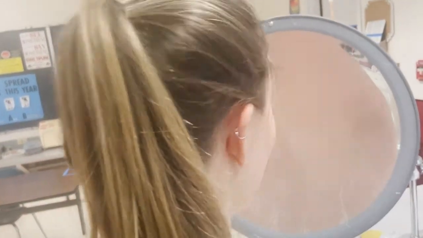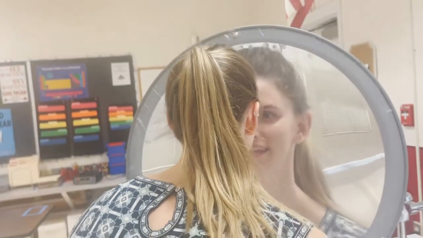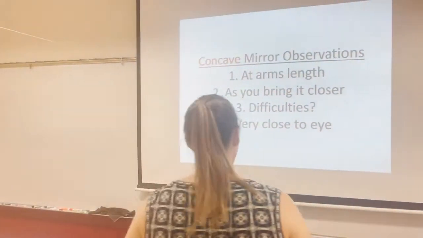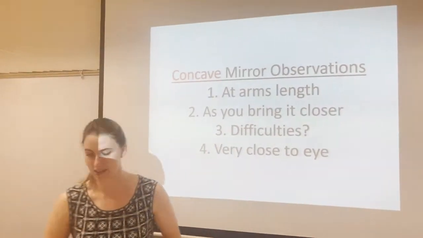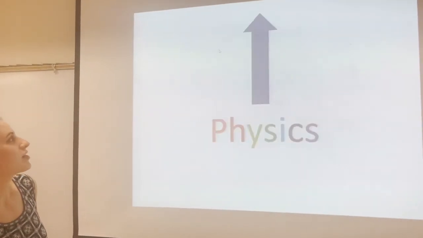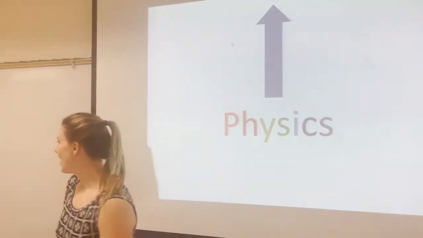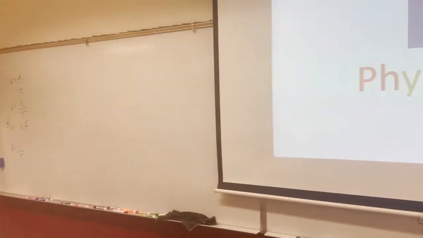You gotta bend your knees here. There you are. Now you're bigger. Okay, so difficulty seeing me, and then when I get very close, now I'm getting smaller again, and I'm upright. So there are some things happening here. You can observe them. Today we're going to talk about how we can actually get them using a diagram.